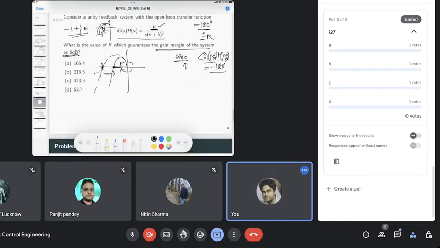You just put the magnitude of this, so it is 20 log of k by (omega_pc plus 6) squared. Or j omega you can put, then you just take the magnitude. This should be -6 dB, right? Because you want a gain margin of 6 dB, that means it should be below the 0 dB line, that is -6 dB.